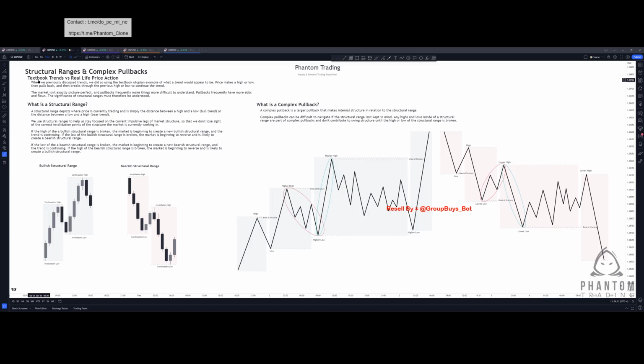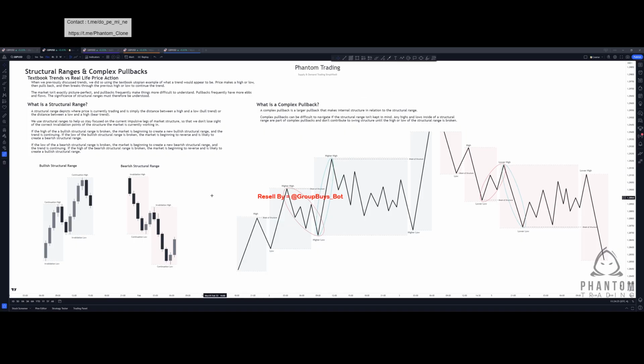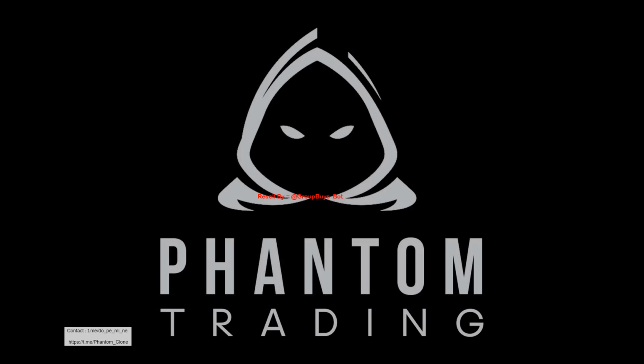As I said, we talk a lot about textbook trends where we have those perfect impulsive moves, those singular pullbacks and continuations, but the market isn't so black and white. And this is where the concept of the structural range really comes into play and can save you from being confused when we are in these complex pullback phases within the markets.